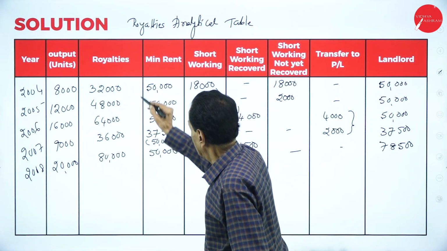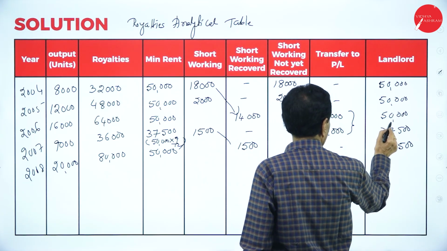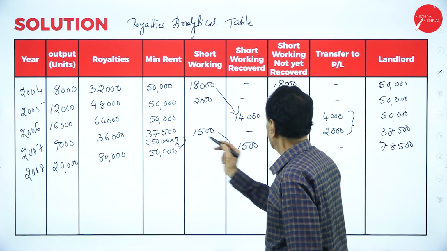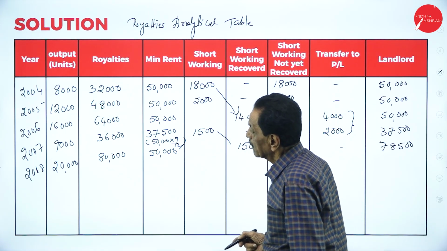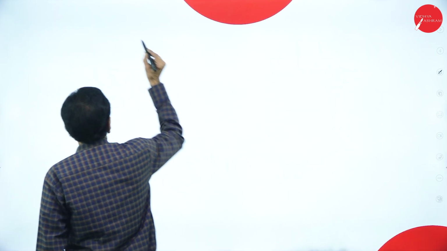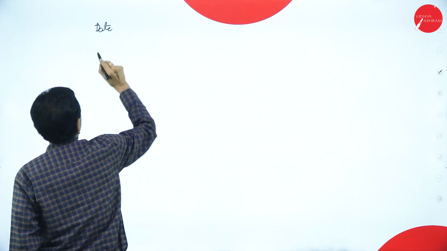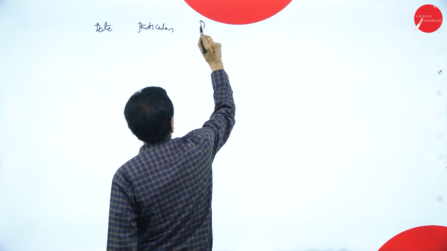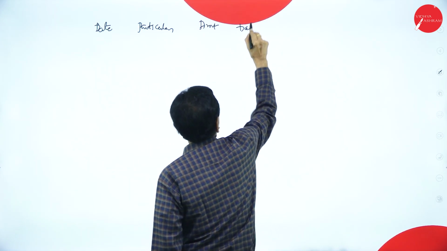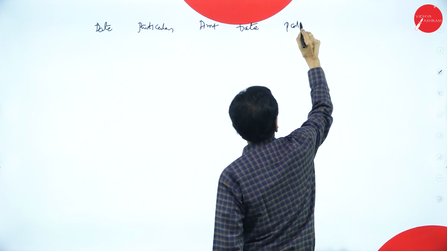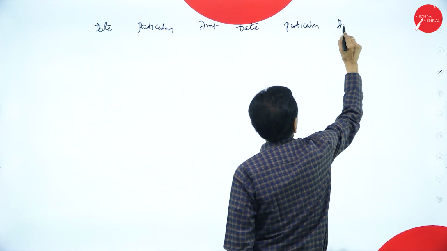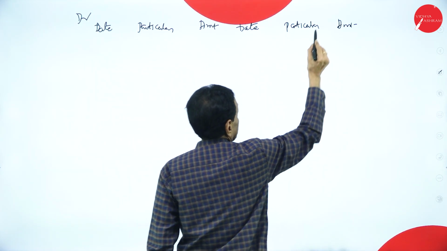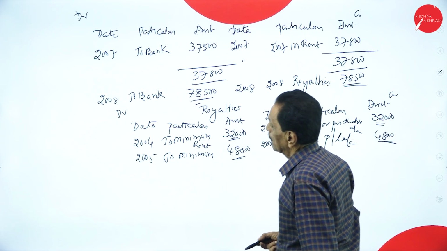Next year, you got royalty 64,000. How much are you paying the landlord? 50,000. Royalties account debit to landlord account, to short working account. That is 2006. Date, particulars, amount, date, particulars, amount, debit, credit. Next year. What's the entry?